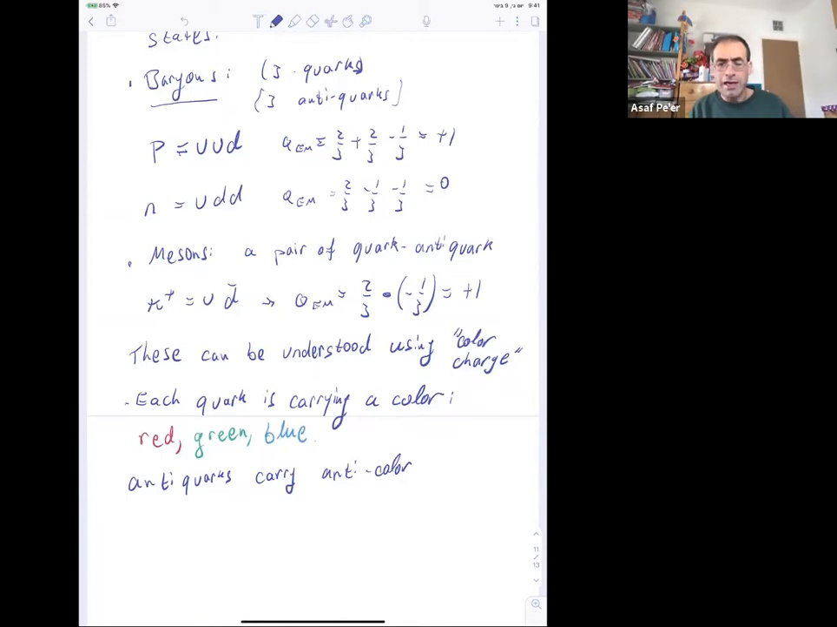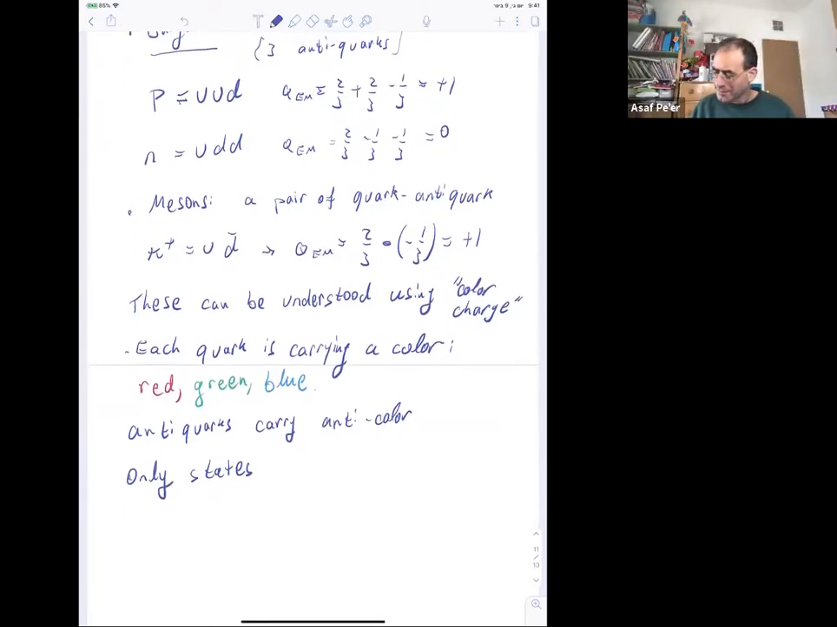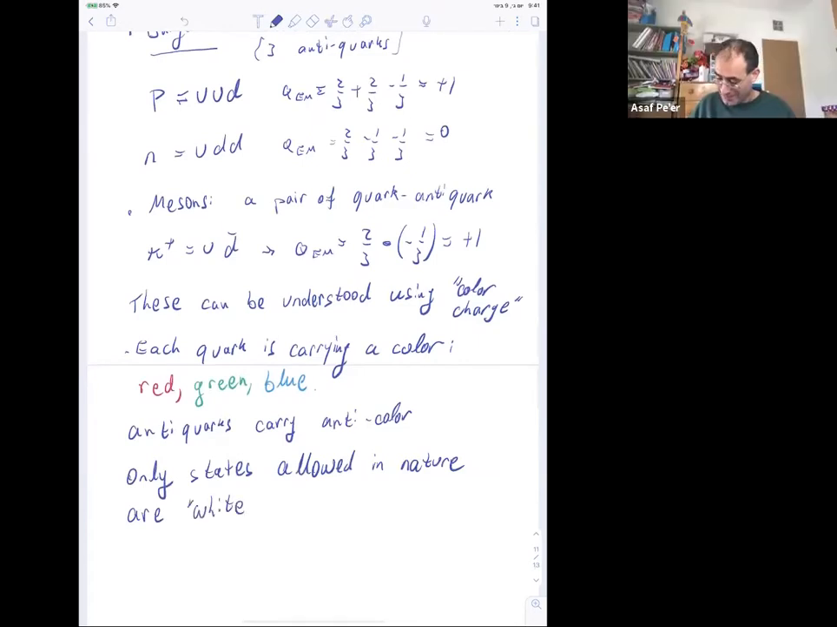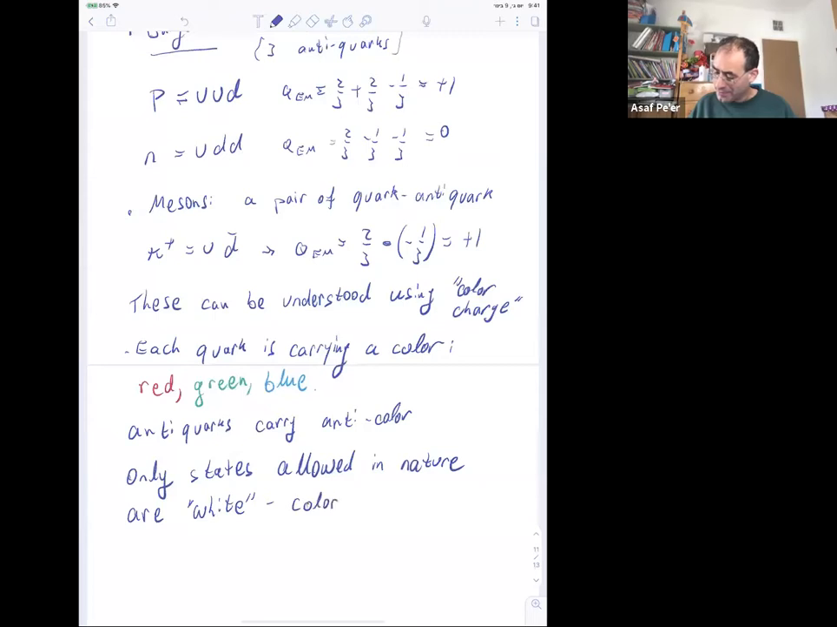So the only states that are allowed in nature are white, so total 0 color. Careful when you say that these days. Why? Yeah, explain. Thinking about states, in some state, it is problematic today. White color equal to 0. Well, this was constructed in the 60s.